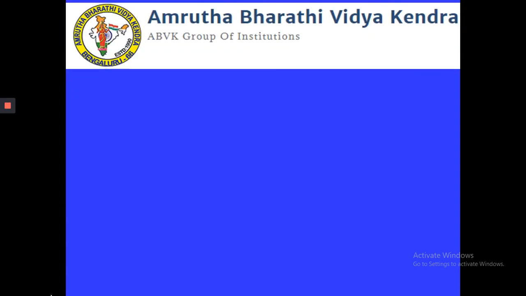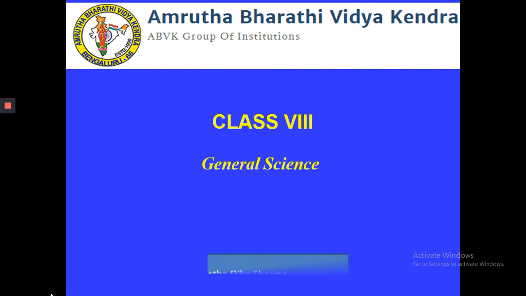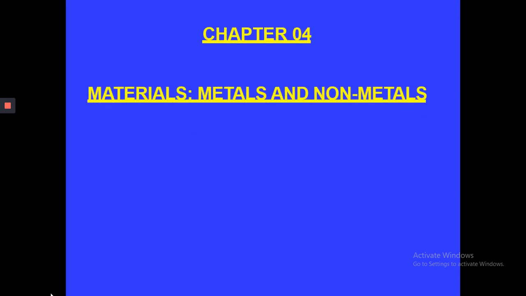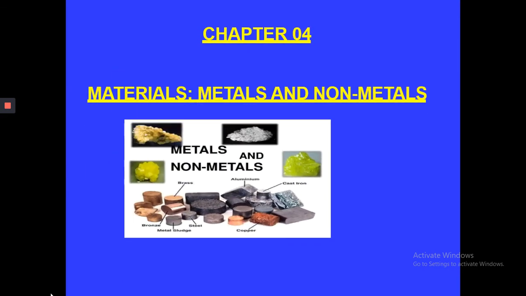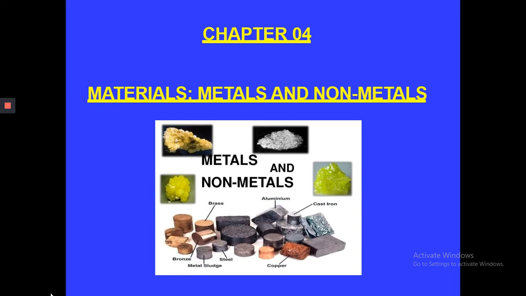Hello, children. Today we are going to discuss science, and the chapter is materials, metals and non-metals. In this chapter, we will discuss metals and non-metals and the characteristic properties of metals and non-metals. We will discuss the physical and chemical properties of metals and non-metals.